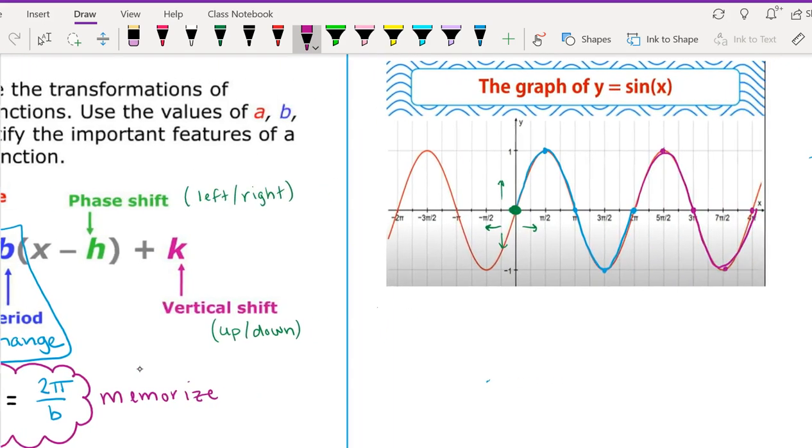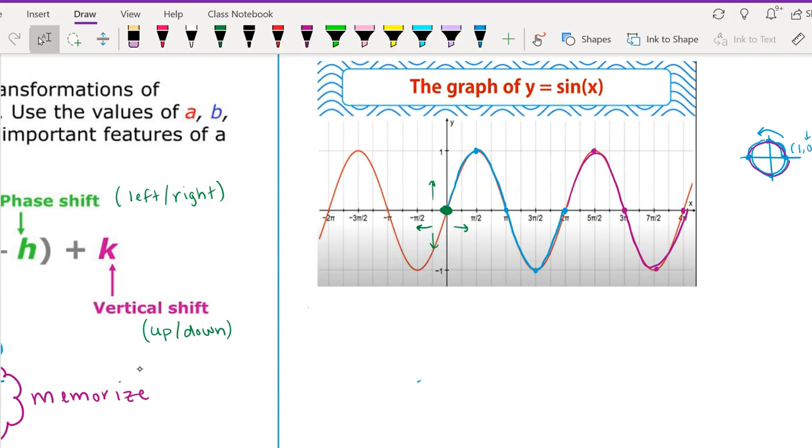So if I look at my original parent function, y equals sine x, the coefficient is 1. So if I take the period is equal to 2 pi over b, and I take 2 pi divided by 1, the period is 2 pi. And that is how long it takes to complete one full rotation, and that was 2 pi units.